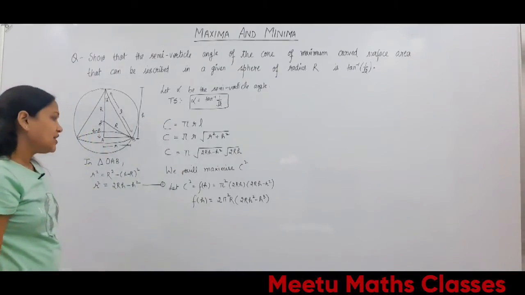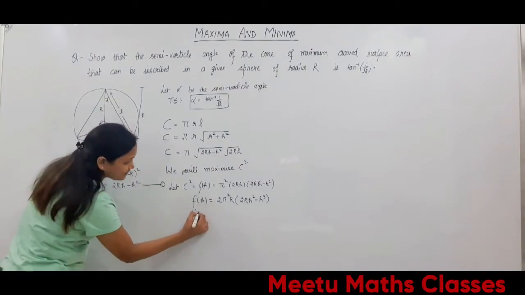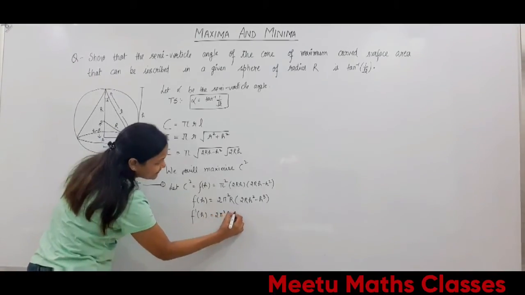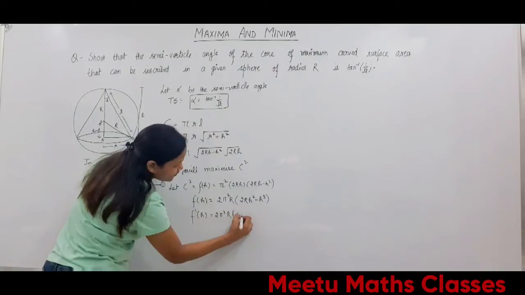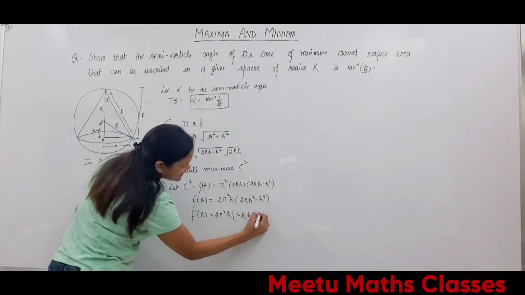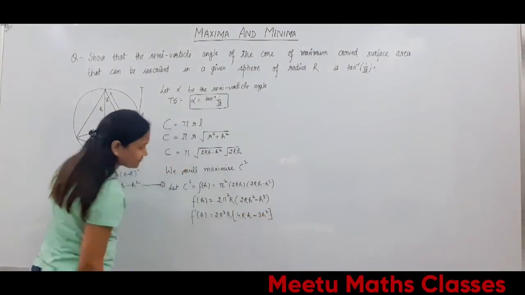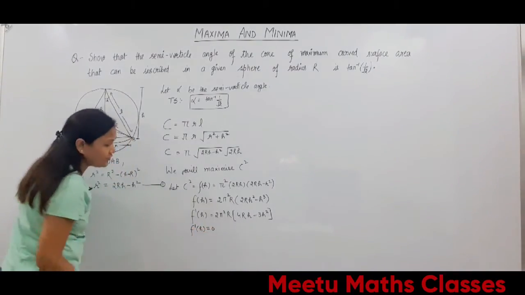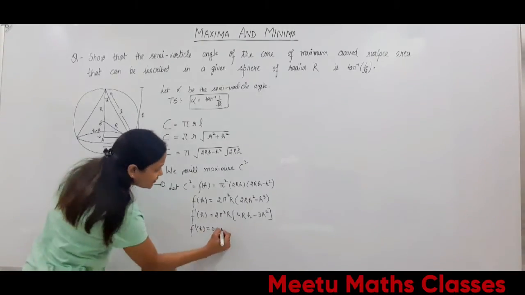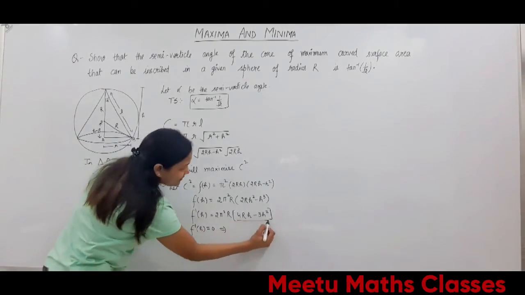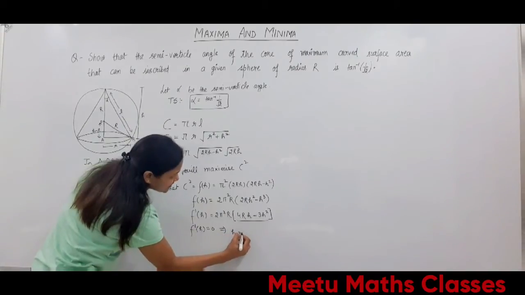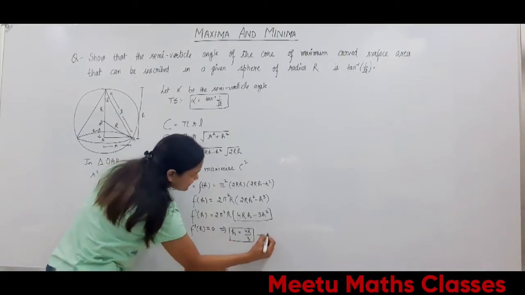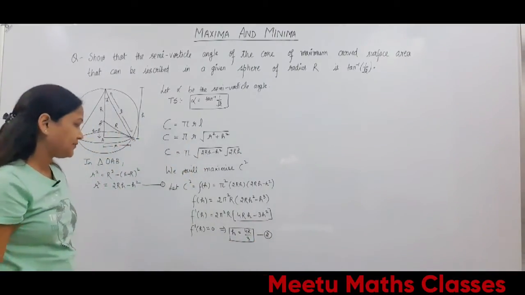Now differentiate it first. Then it will give you 2 pi square R into 4Rh minus 3h square. For critical points, equate the first derivative to 0, then you will get one of the critical points from here, and that is h equals 4R upon 3. So this is one of the critical points. Let us take it as the second statement.